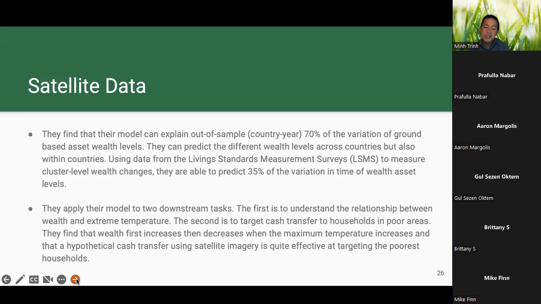So it will affect poverty. A second task on which they test the model is a hypothetical cash transfer. They want to give cash to the poorest households, as predicted by the model, and they try to see if they manage to reach these poor households. Are the predicted poor households really poor? Is the model usable like that? And they find that it is.